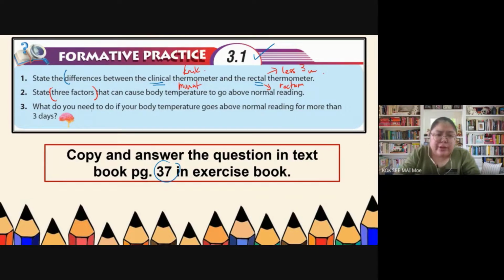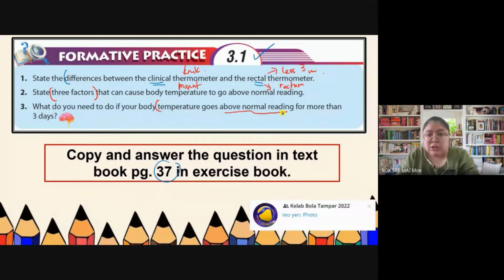So what do you need to do if your body temperature goes above the normal reading for more than 3 days? Just now you told me already, you go to hospital for the treatment, see the doctor, get the medicine. Okay, so this one is normal. You go to answer. So I just show you a while only.